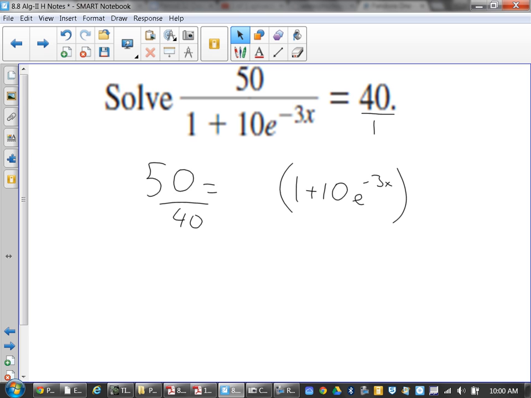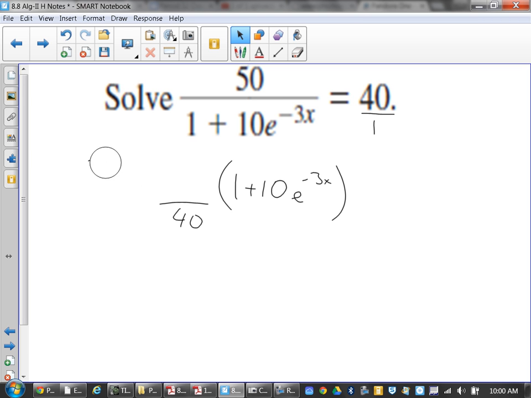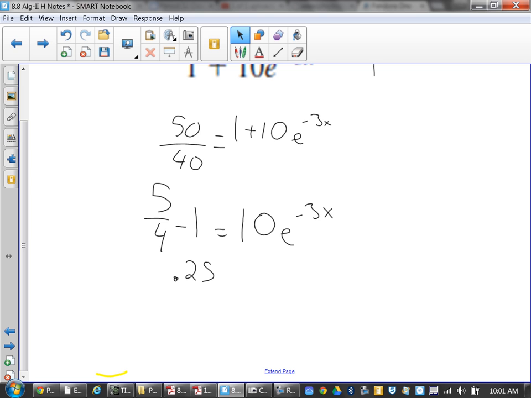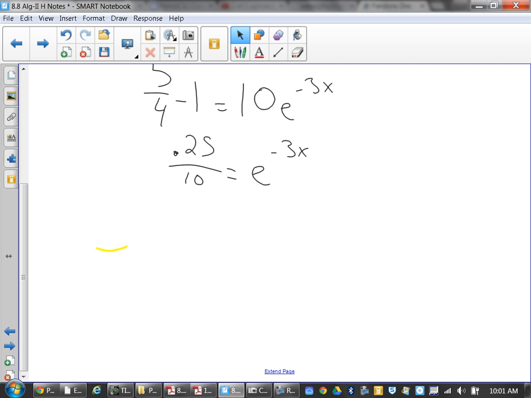Wait, isn't it 40 over fraction one? Okay. So 5/4 equals... So now I have 5/4 minus 1 is 10 e to the negative 3x. What's 5/4 minus 1? 1/4. Can I write 0.25? Yeah. Can I divide that by 10? Yeah. How do you undo an e? Log. Your natural log. So you get the natural log of 0.25 over 10.